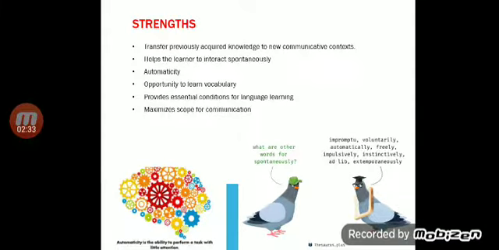It provides essential conditions for language learning. Learners get a chance to negotiate turns to speak and also try out various communication strategies. It prepares learners to use language in the real world. Maximizes scope for communication. By participating in the task, learners not only acquire new language items but also make use of the language they have acquired recently.